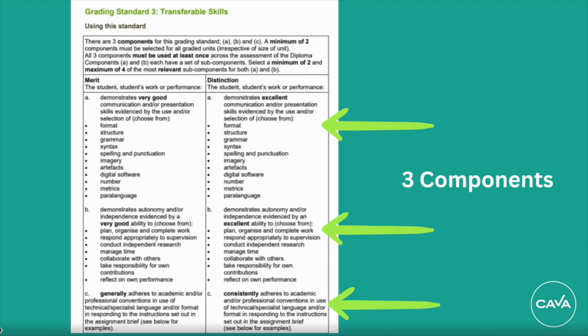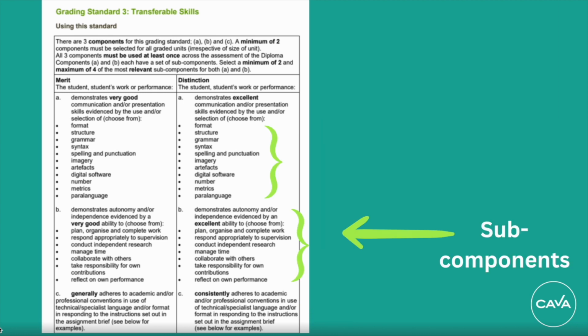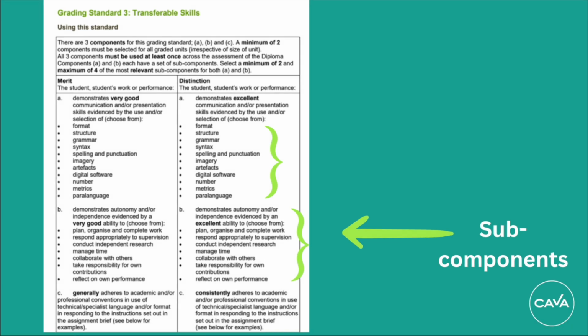Grading Standard 3 is a little bit different. It has 3 components, A, B and C. You must choose at least 2 components in every unit, and all 3 components must be used in the assessment plan for each student. For the subcomponents, there is a bullet-pointed list underneath component A and component B. You must choose between 2 and 4 subcomponents each time you use either of these components. Although component C doesn't have a bullet-pointed list, there are some choices there to choose from.